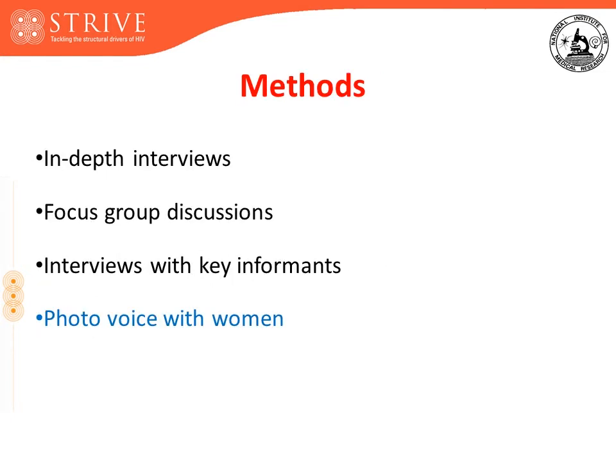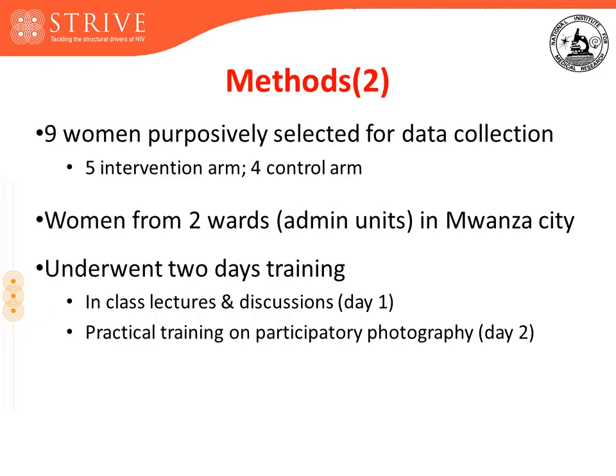And then in this study again we have other methods that we are using, and we are doing photovoice with women. For this study we are using photovoice in combination with interviews. So in the first study that I talked about, we used photovoice in combination with group discussion. And here we selected a small sample of women, 9 women, purposely selected, 5 from the intervention arm, 5 from the control. And they also underwent 2 days training, which involved theoretical lectures and discussions, and also practical assignments, so going out, taking pictures, getting consent from people in the street.